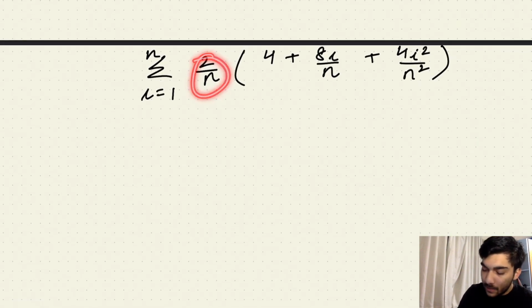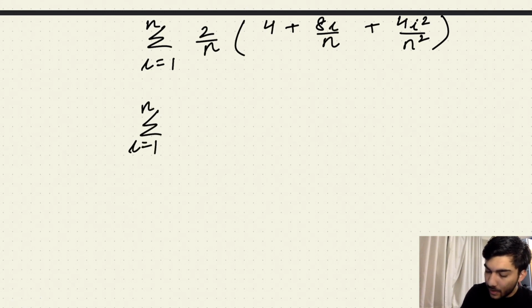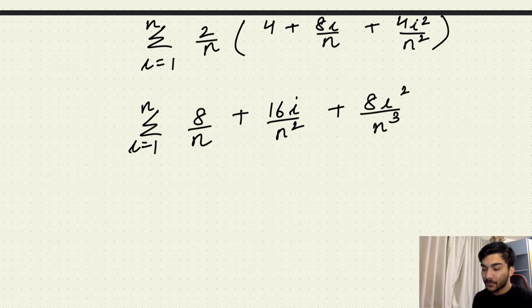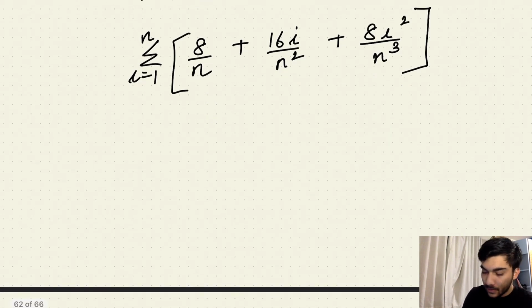And now let's multiply 2/n with this part. So if I multiply 2/n with this part, I'm taking sigma i goes from 1 to n. 2/n times 4 is 8/n. The second expression would become 16i/n square, and the third expression would become 8i square/n cube, right? And I'm calculating the sigma for the whole expression. And I know when I have the sigma notation, I can split this sigma notation on all these three parts, right? So let's do that.